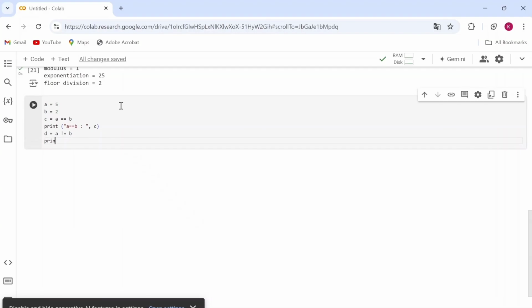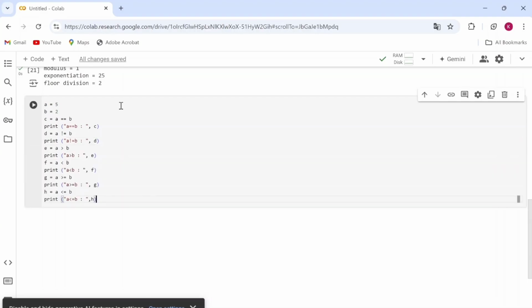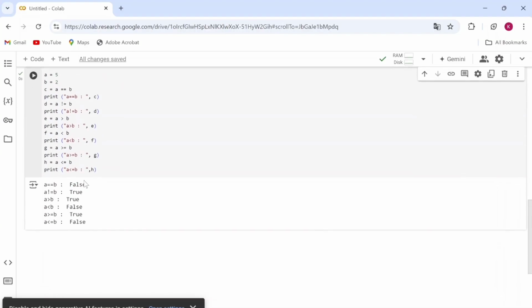we will print "A is not equals to B", comma D. Similarly, we will go for greater than, less than, greater than or equal to, and less than or equals to. So A is equals to B, it returns false because 5 is not equals to 2. And second, A is not equals to B, returns true because 5 is not equals to 2.